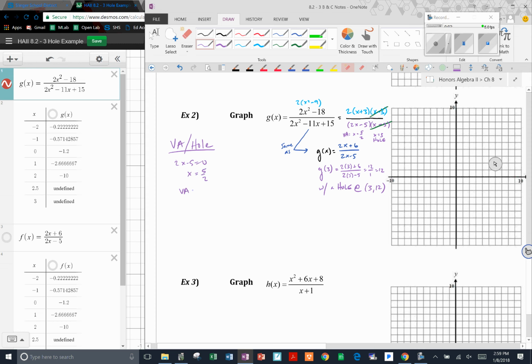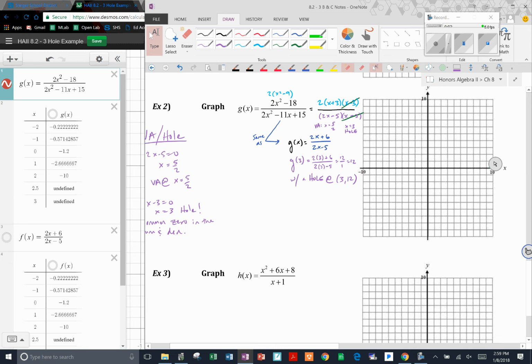There's a vertical asymptote at x equals 5 halves. But if we take the other one, x minus 3 equals 0, we get x equals 3, that's a hole. And I'm not going to write all that stuff back over again, but the reason why is because x minus 3 is a common factor in the numerator and denominator. When it's common to both, it's a hole. Okay? So let's start plotting what we have so far.